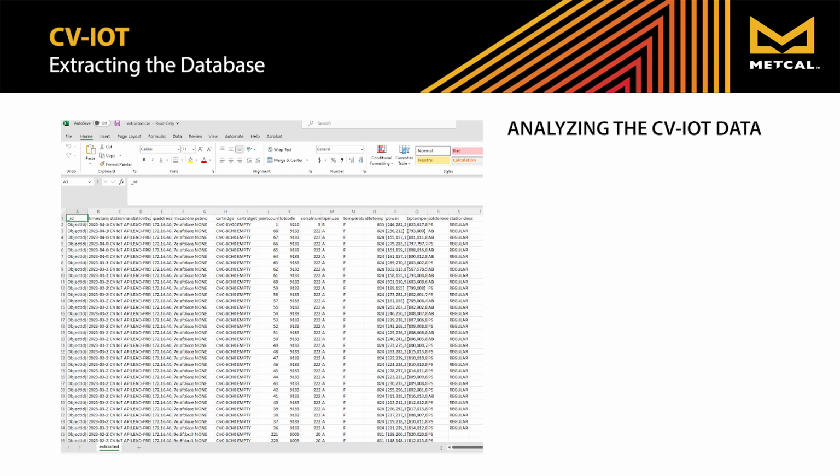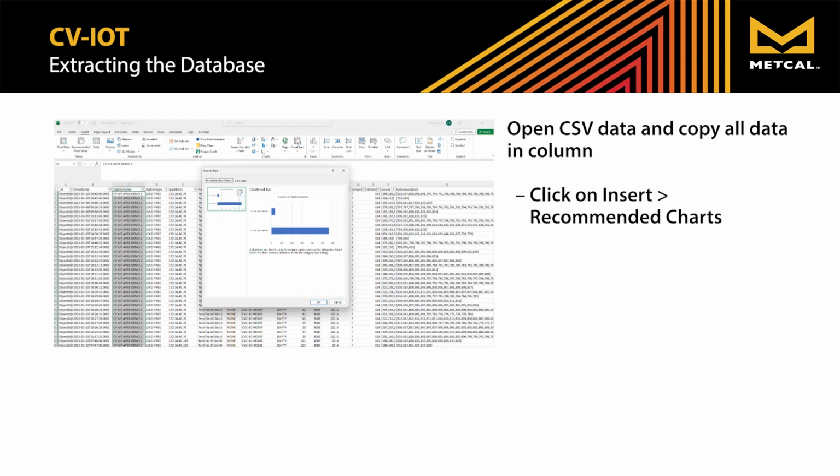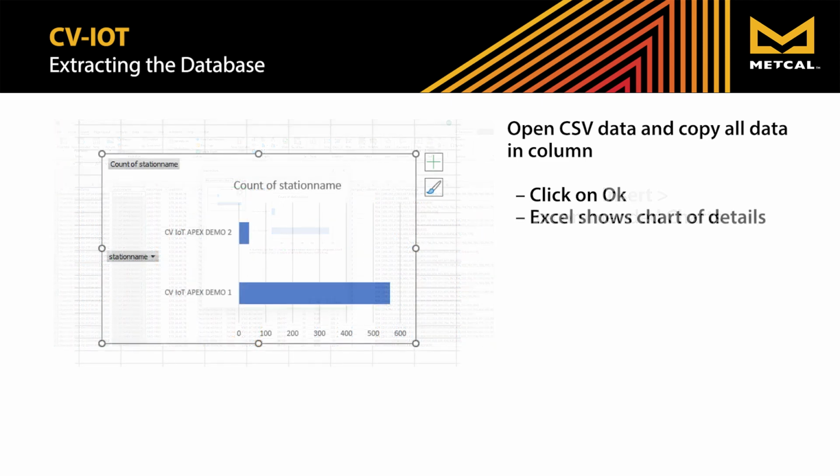Analyzing the CV-IOT data. Open the CSV data and copy all the data in a column. Click on Insert, Recommended Charts. Click on OK. Excel shows a chart of details.